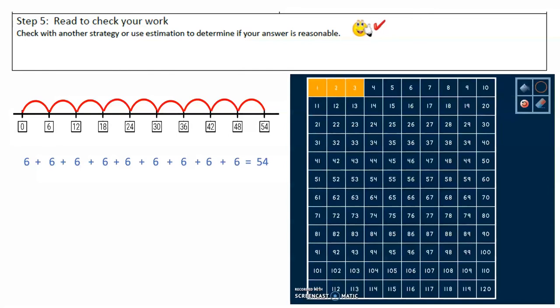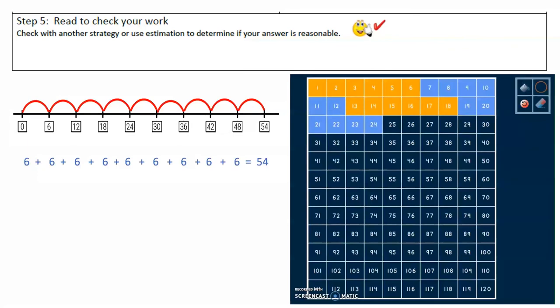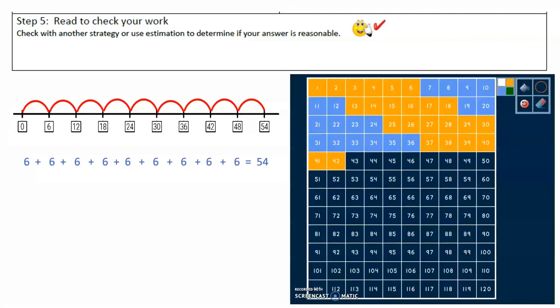One, two, three, four, five, 6, 7, 8, 9, 10, 11, 12, 13, 14, 15, 16, 17, 18, 19, 20, 21, 22, 23, 24, 25, 26, 27, 28, 29, 30, 31, 32, 33, 34, 35, 36, 37, 38, 39, 40, 41, 42, 43, 44, 45, 46, 47, 48, 49, 50, 51, 52, 53, 54.